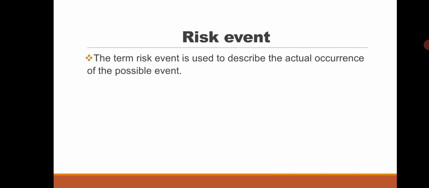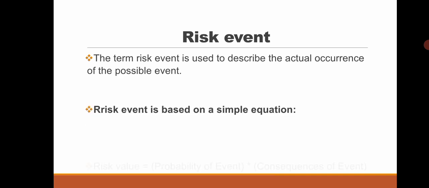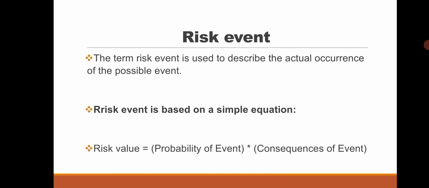So risk, as we talked about, is the probability or the chances of the event happening. And should it happen, what will be the consequence of that risk or that probability? The risk event follows a simple mathematical equation: the probability of the event happening multiplied by the consequence of the event occurring. That is the basic formula or equation for risk event or risk value.